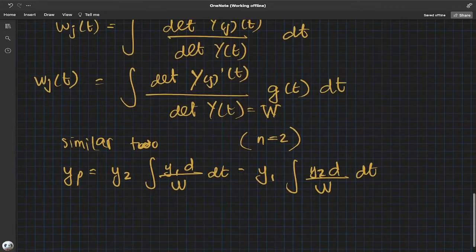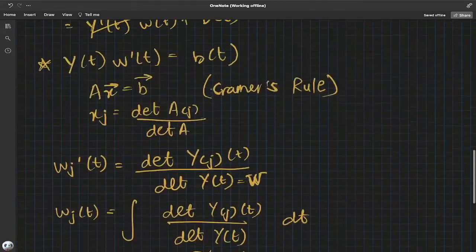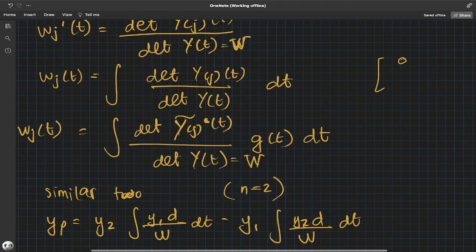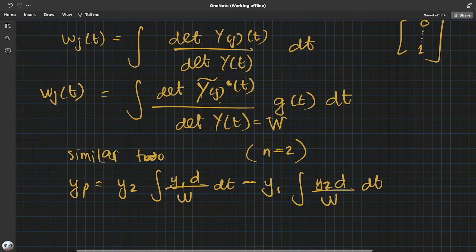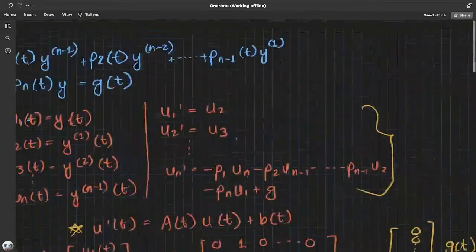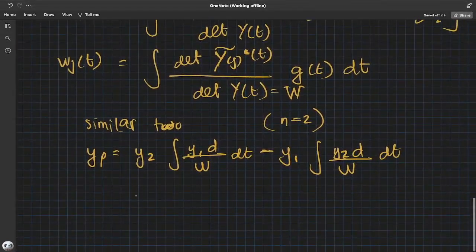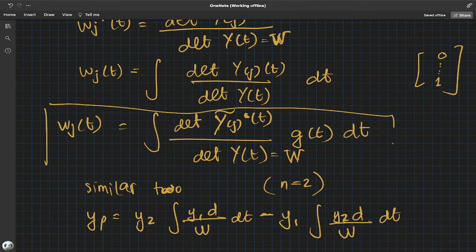Mind you, this prime is not a derivative. I'm just saying that this is a different matrix, the matrix Y with the jth column replaced by 0, 1. Again, this minus sign is because of the determinant. If you work through the calculation and the cofactor part of the determinant, I'm sure you get this negative sign between them, and everything will work out. You can just sort of do a sanity check with n equals 2, and you should get the same result out. So this is what's nice about this. We've generalized the Wronskian approach and just shown you how powerful it is.